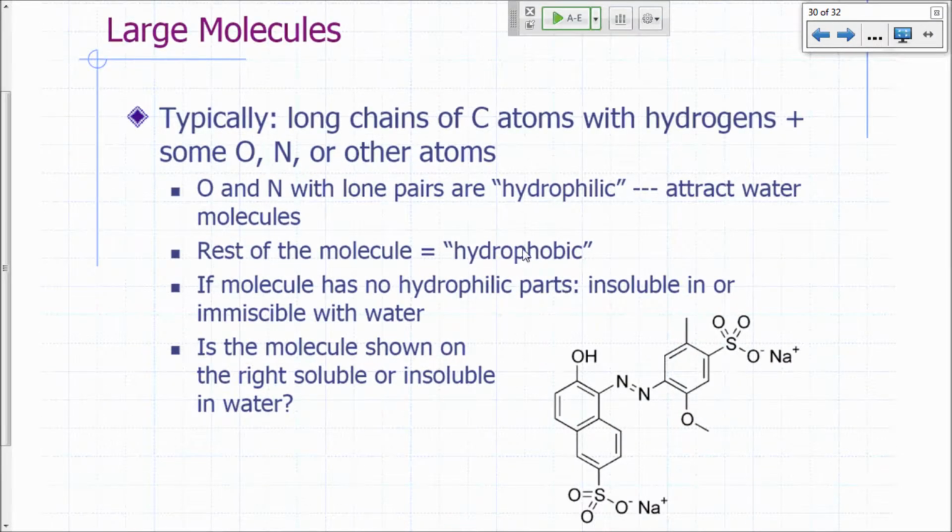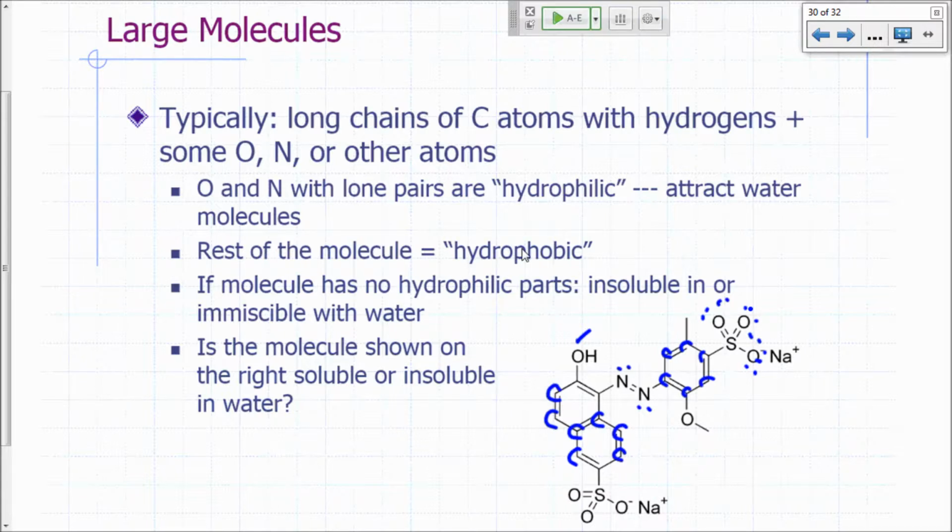Now, when you have large molecules, most of the large molecules you'll encounter would involve long chains of carbon atoms. So each of these corners right here is a carbon atom that has hydrogens attached to it. And you have oxygen and nitrogen. You've got lone pairs on these nitrogens and oxygen. You have 3 lone pairs on this oxygen.